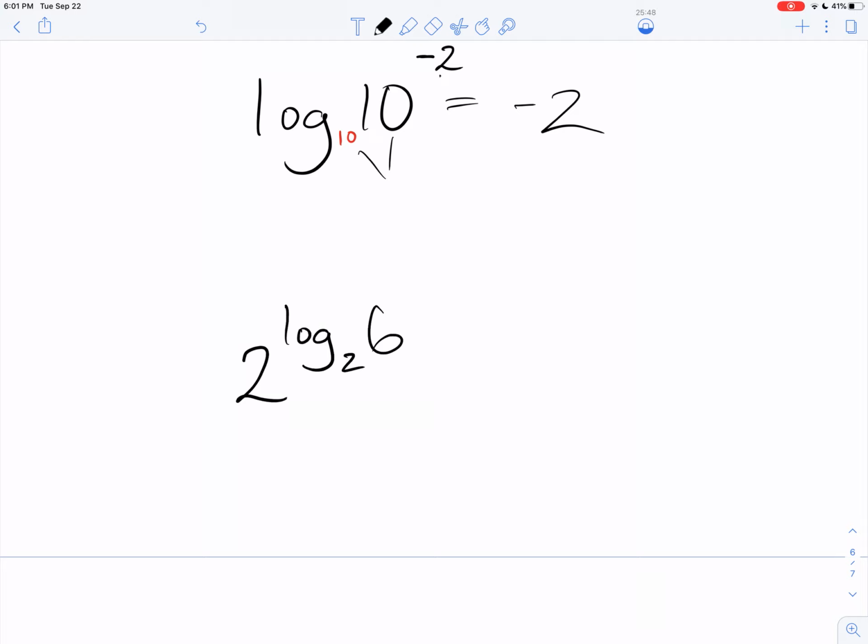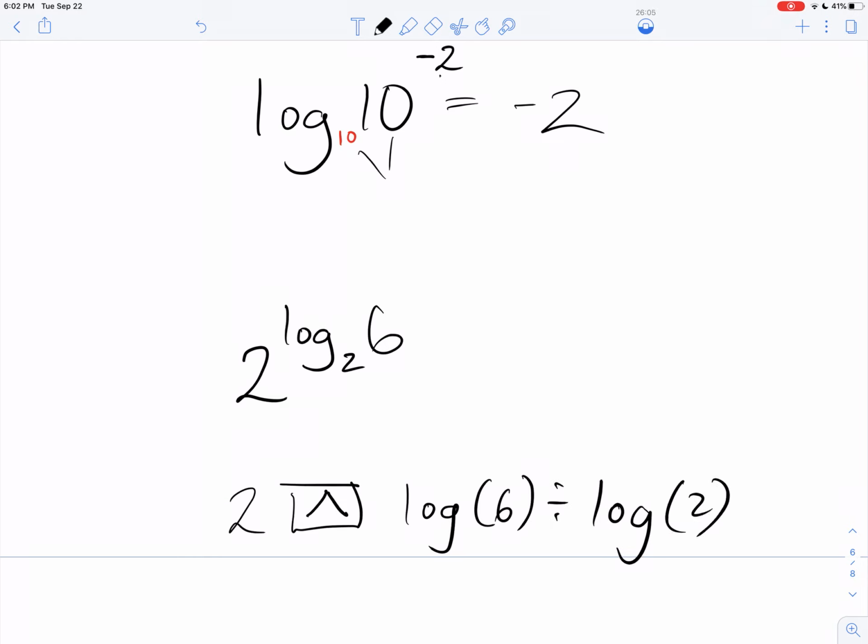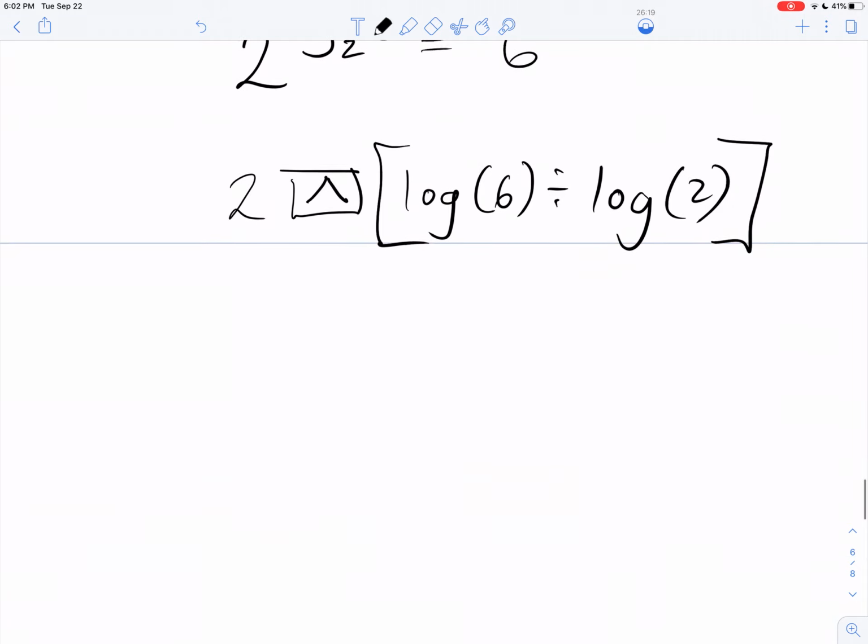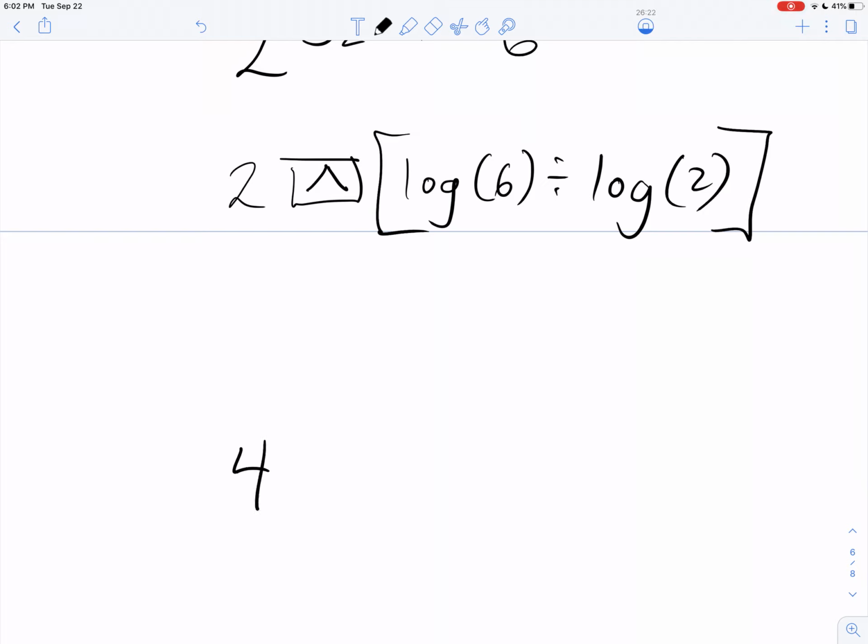Now, you could punch this into your calculator. You'd type 2, then use the caret key for the power, then log of 6 divided by log of 2 to trick your calculator into being base 2. You'd have to put this whole thing in parentheses. And your calculator is going to say 6. Because whenever you have a base value, I don't care what it is, say 4, if you take it to the power of a log with the same base, whatever is inside the log is your answer.